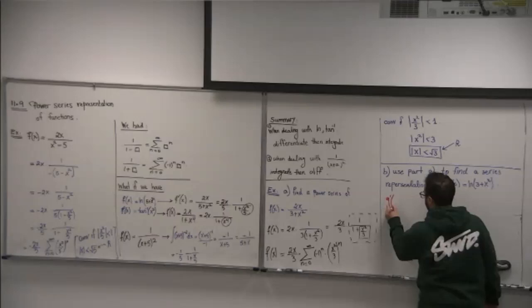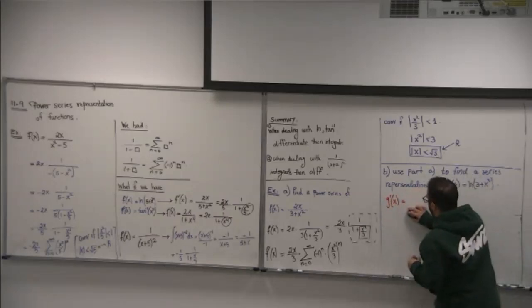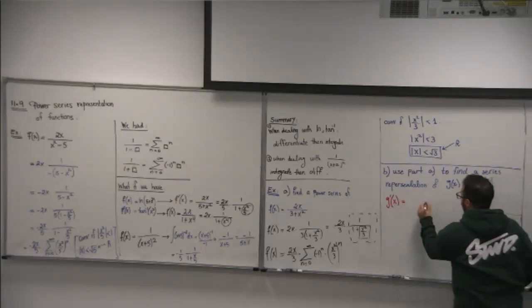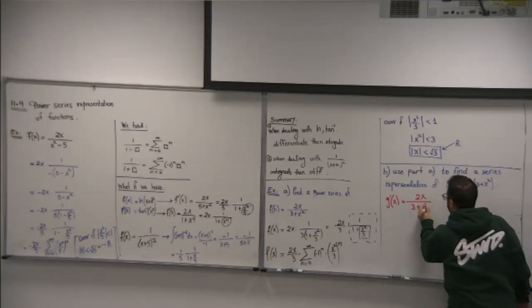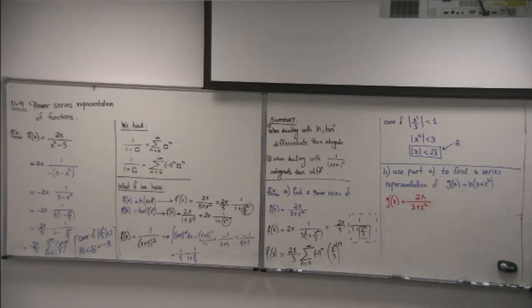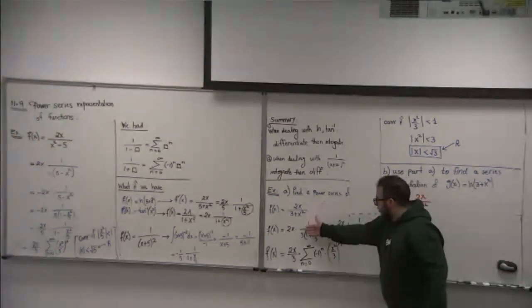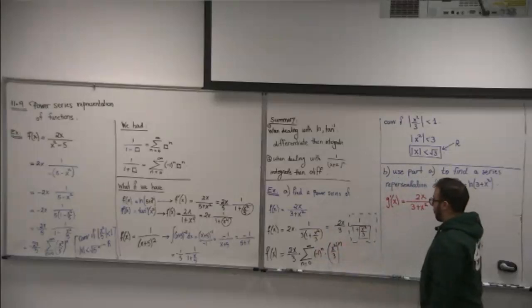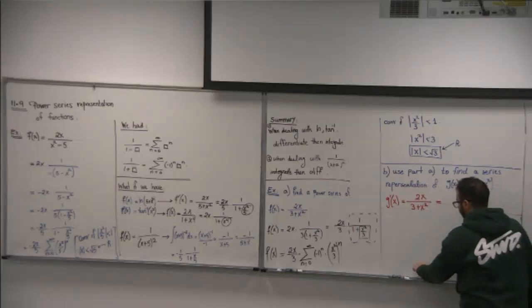g prime of x equals the derivative of that ln. So what is the derivative of ln? It's the derivative of the inside, which is 2x, divided by 3 plus x squared. Okay? Now, what's this guy? This guy is exactly this. And this guy, I just made it to be what? This? Okay? So this is basically equal to.